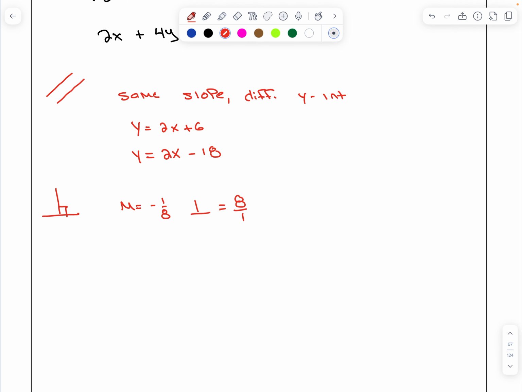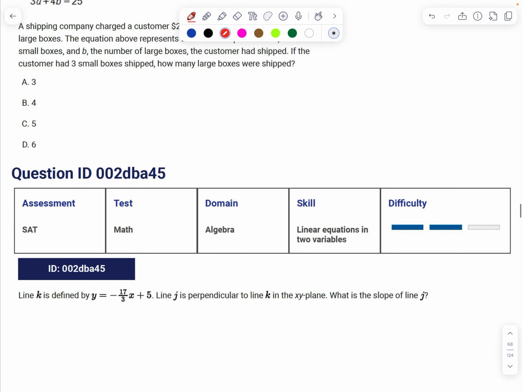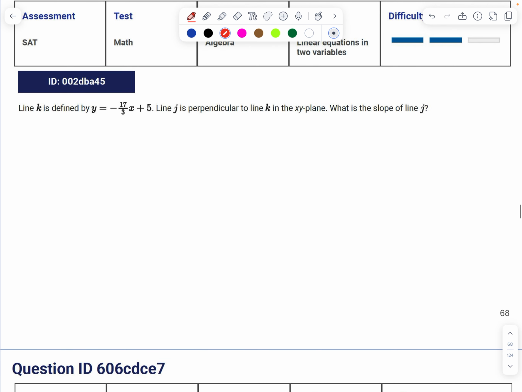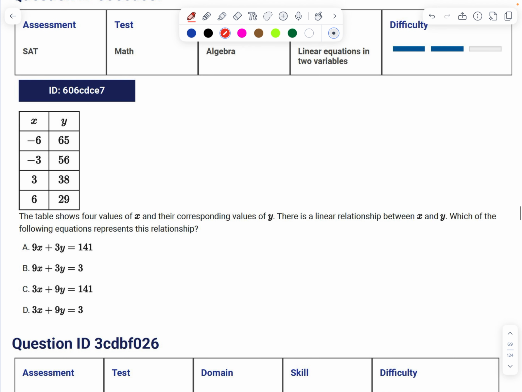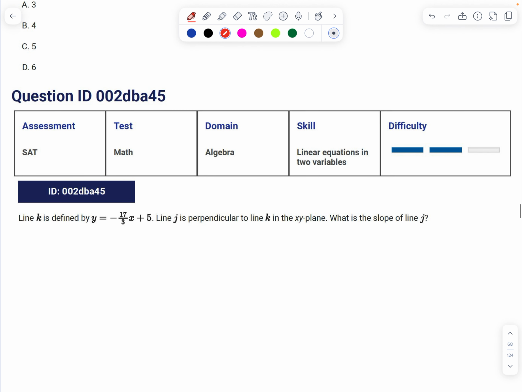So let's dive into some of these questions and let's actually skip down to some of the ones that are going to give you a harder time. We can look at this one real quick before we get to that. It says line K is defined by y equals negative 17/3 x plus 5. Line J is perpendicular to line K in the xy plane. What is the slope of line J?